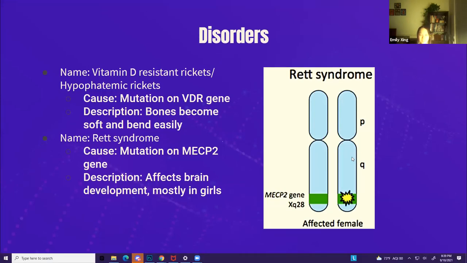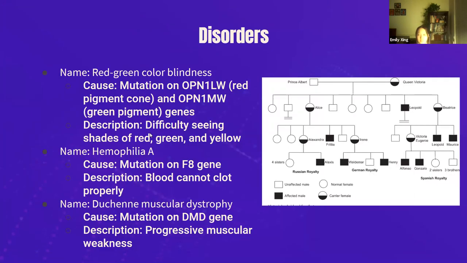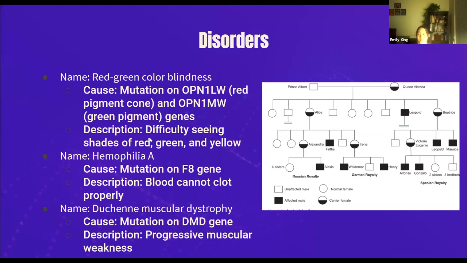Okay, X-linked recessive is another really fruitful pattern of inheritance that has a lot of disorders. As you can see here, males are definitely affected more than females, and an affected individual does not have to have an affected parent, which is how you know it's recessive. So disorders: red-green colorblindness, a mutation on the red pigment and green pigment genes on the X chromosome. So you have difficulty telling apart shades of red, green, and yellow.